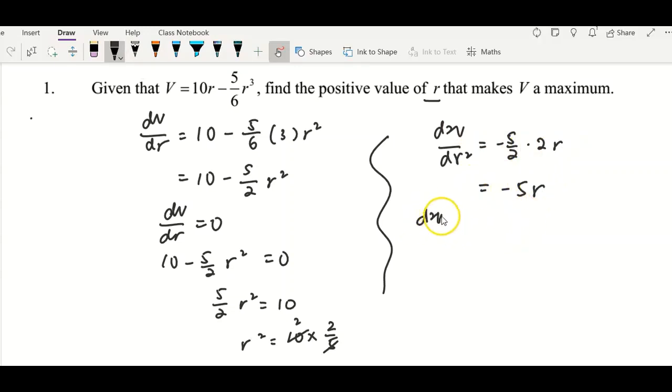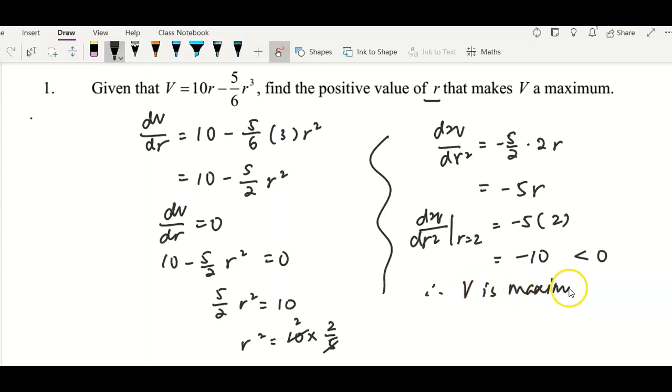Now I will substitute the value of R that we got just now, which is 2. Substitute in, you will have negative 5 multiplied by 2, you get negative 10, which is less than 0. So if your second derivative when R equals 2 is less than 0, you can conclude that V is maximum when R equals 2.